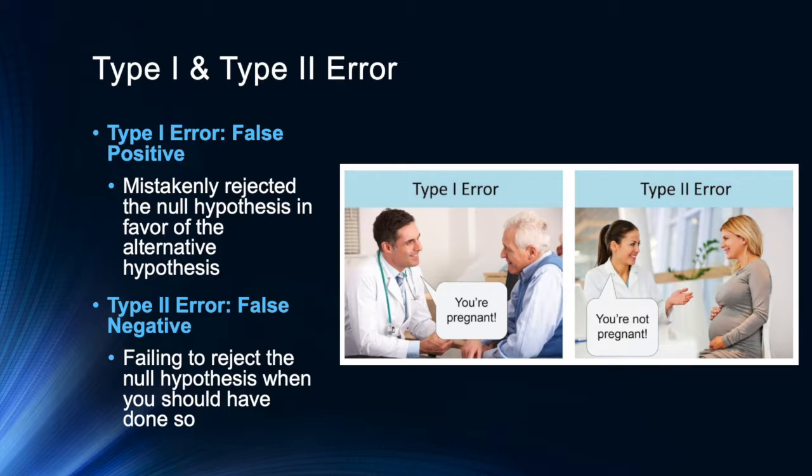The type 2 error is a false negative. That is saying you are not pregnant when you actually are. So then they show a woman who is clearly pregnant, and that would be telling her that she is not actually pregnant. So that's a good example, and I'm going to go over another one as well.